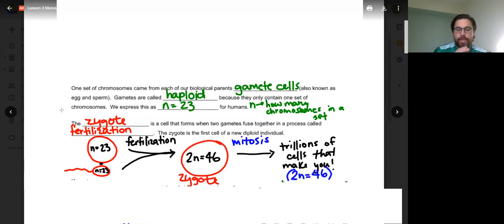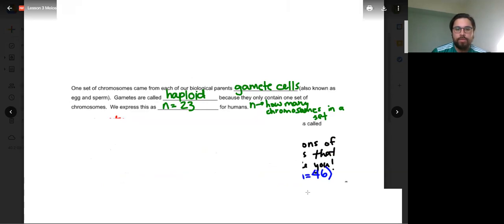So the reason why we look at this is because this one set of chromosome aspect, actually, I want to wipe this out first. We'll let you get to that eventually, don't worry.